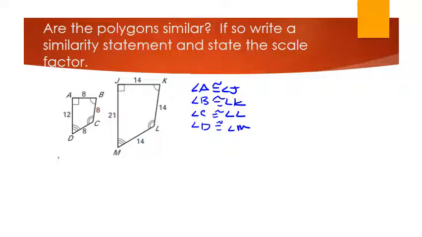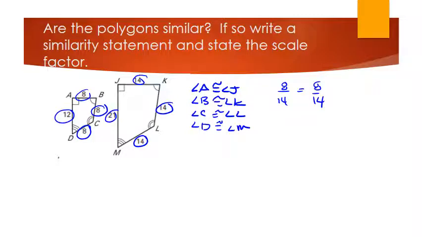So let's look at the scale factor. I've got 8 to 14 from here to here. I have 8 to 14 again. Then I have 8 to 14 again. I'm not going to worry about writing that down again. And then I have 12 to 21. So if I reduce those fractions, 2 goes into 14, 7 times, and 8, 4. And then 3 goes into 12 4 times, and 21, 7. So yes, these are similar.